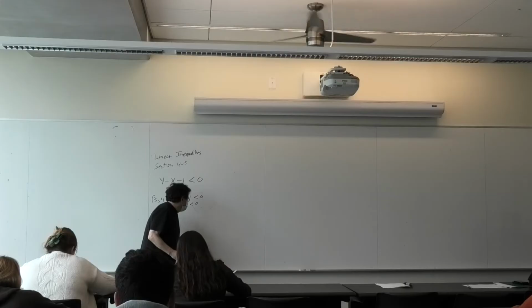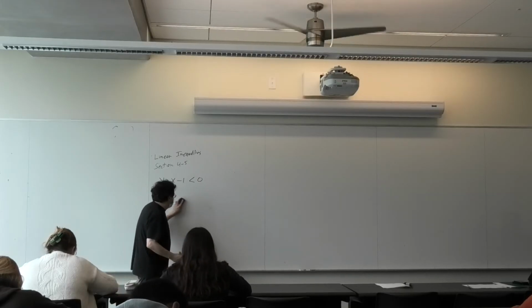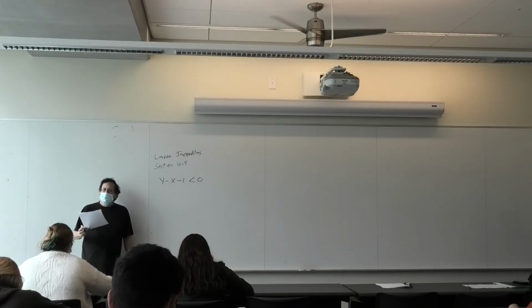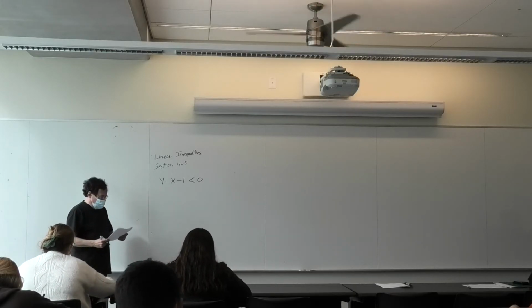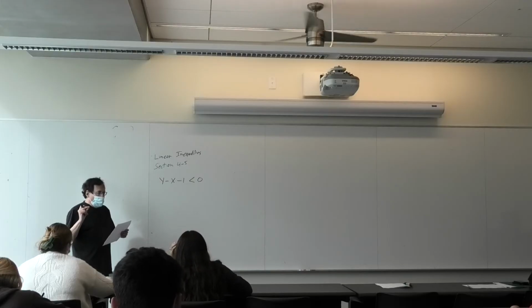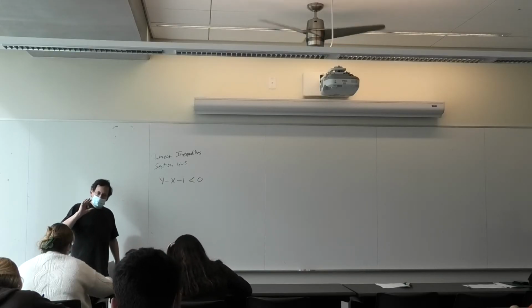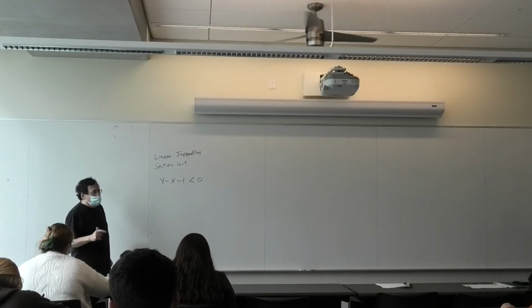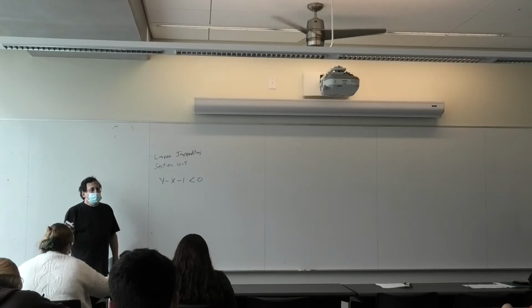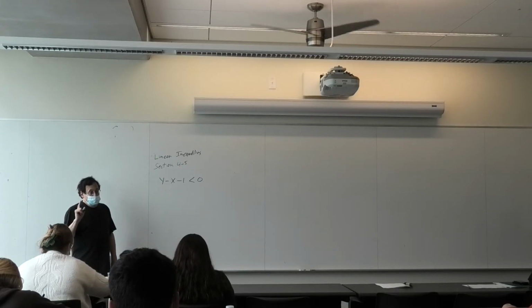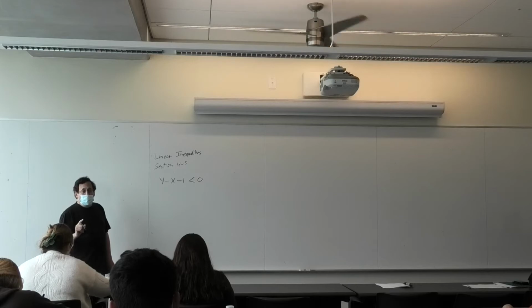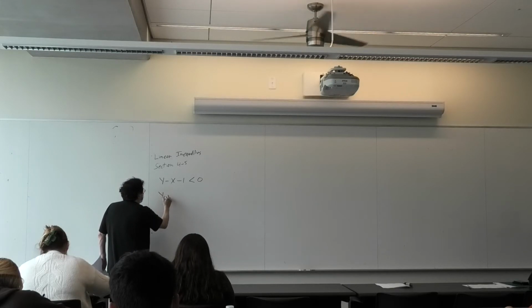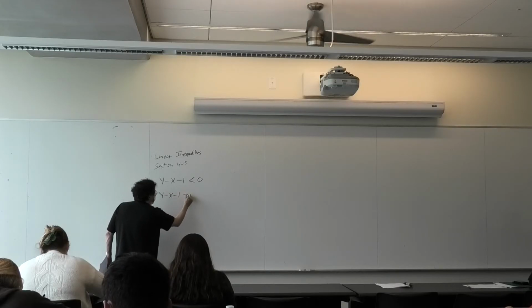What we want to do with these, though, is graph them. For some odd reason it always seems tricky. But I'm going to try and show you how to avoid trickiness. First thing you want to do is at least temporarily change this to an equality, something we're familiar with: y minus x minus 1 equals 0.